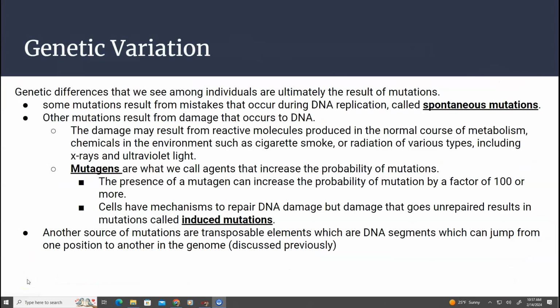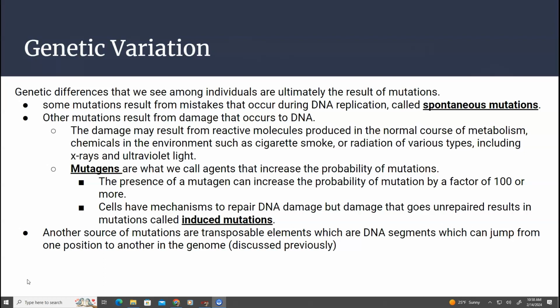Genetic differences that we see among individuals are ultimately the result of mutations. That's what causes genetic variation. Some mutations result from mistakes that occur during DNA replication, and they're called spontaneous mutations. Other mutations result from damage that occurs to DNA. And that's usually something that you're exposed to in your environment, which we call mutagens.